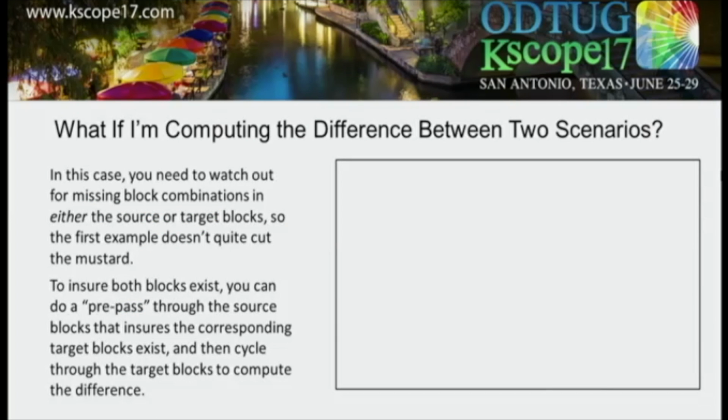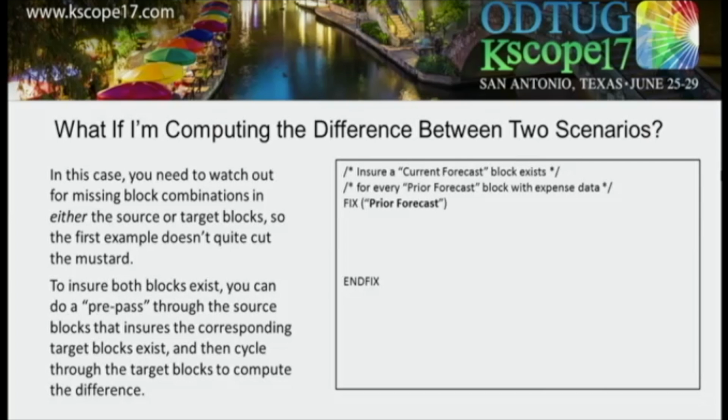What if I'm computing the difference between two scenarios? Now they both kind of have to exist. Often it's not that hard to do two passes, because you're only working on level 0 data. First, go through the prior forecast, and I go there if expense is not equal to 0. By the way, this little trick here: if I just said 0, it would fail on missing. So you normally have to do, is it 0 or is it missing? Well, that's wordy. If you just add 0 to it, then you can just test for 0, because then it'll check 0 and missing. It's a nice little trick.